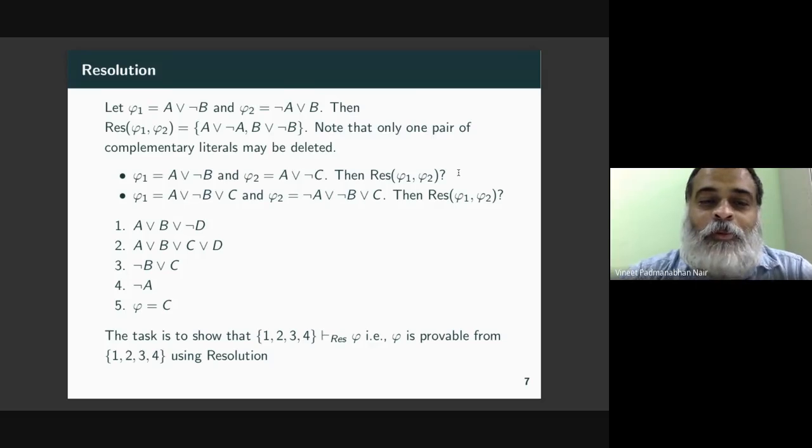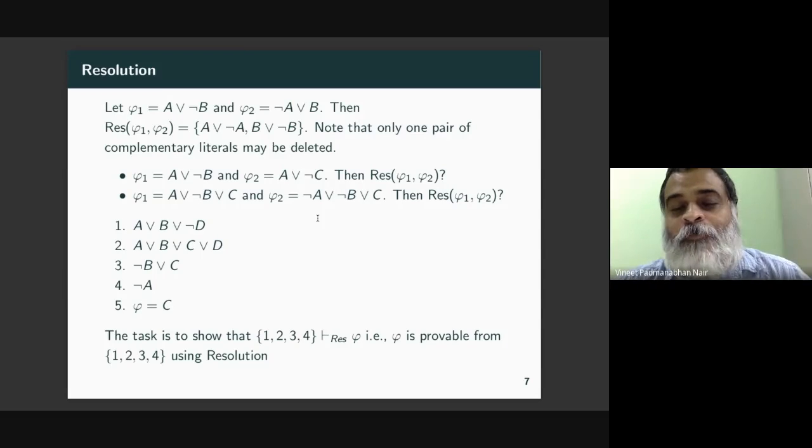Okay. Next one you can find: A or not B or C, not A or not B. So first A and not A get cancelled. You get not B or not B or C, and that will be the answer. There will not be any more resolvent. So whatever definition I give, you stick to that.